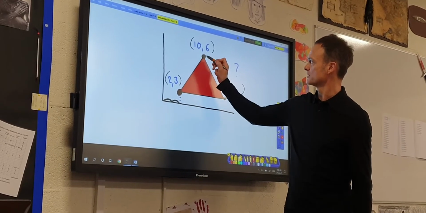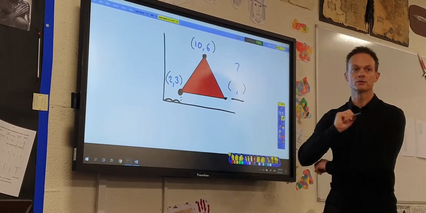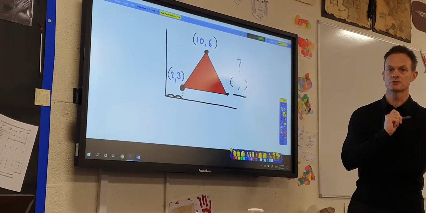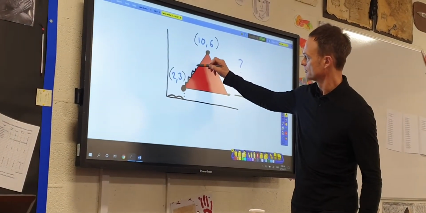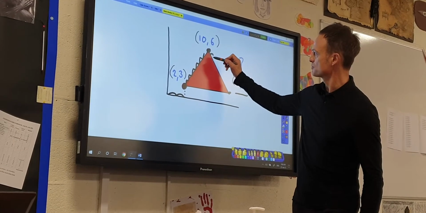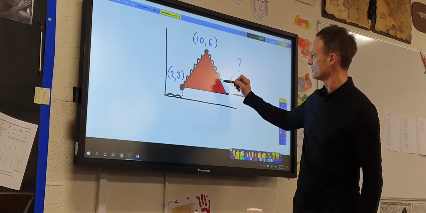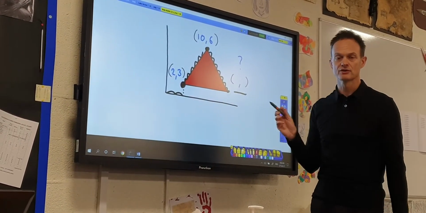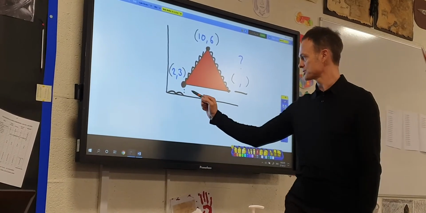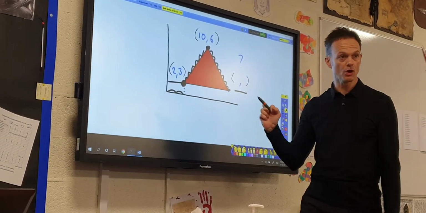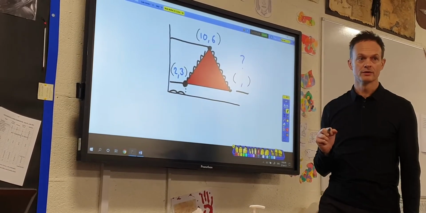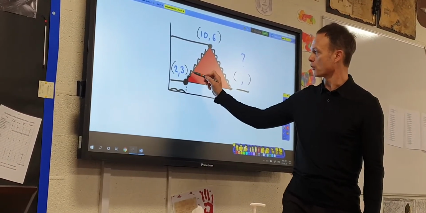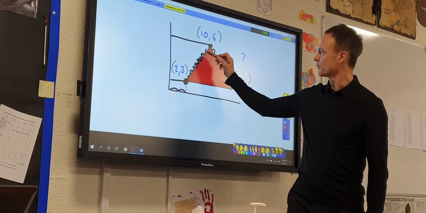2, 3, 6, 10, I don't know. But I do know that shape is a regular shape. So whatever this is worth, this must be worth the same thing. Otherwise it makes no sense. So Noah, if this point here is 2 along, and this point here is 10 along, how much along have I gone when I went that way?